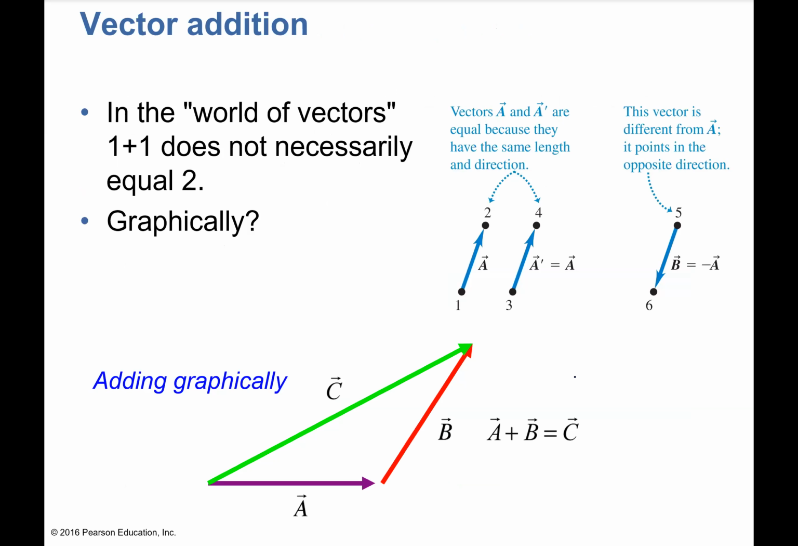So in this case, what I have here is just summarizing some of the things we learned. So we have vector A and vector B connected tip to tail. And then A plus B is equal to some third vector. You can call it R, you can call it C. So let's say in this case, let's call it C. This is vector C. This is adding graphically.